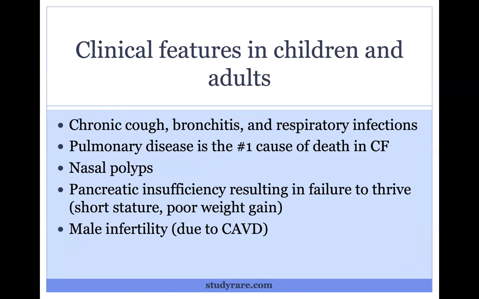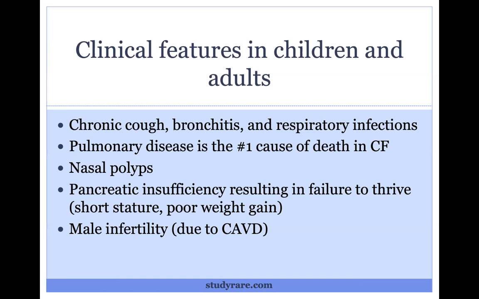Now, children and adults tend to have slightly different set of symptoms. Many of them overlap, but the disease is predominated by pulmonary symptoms in kids and adults. So you have cough, bronchitis, and respiratory infections. And important to note that the pulmonary manifestations are the number one cause of death in most patients with cystic fibrosis. Patients can also have nasal polyps, so important to know that.